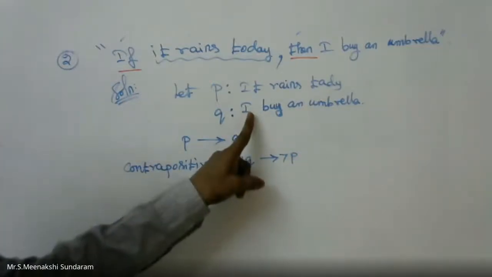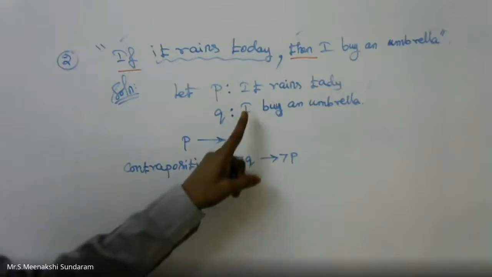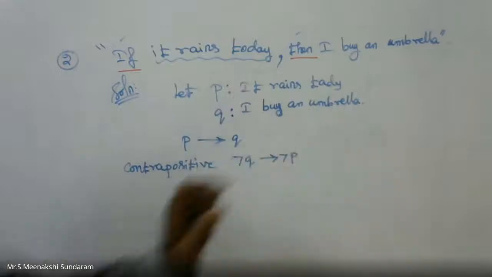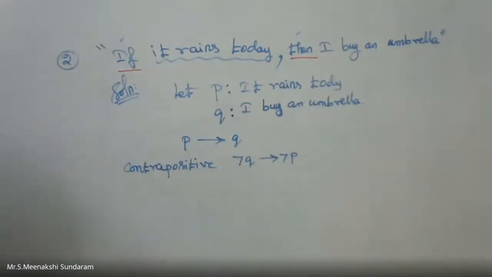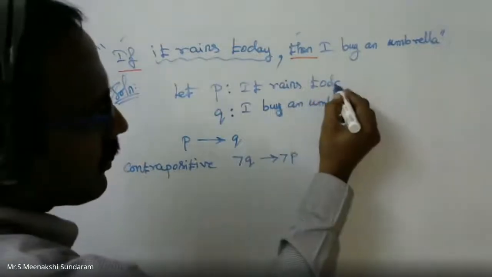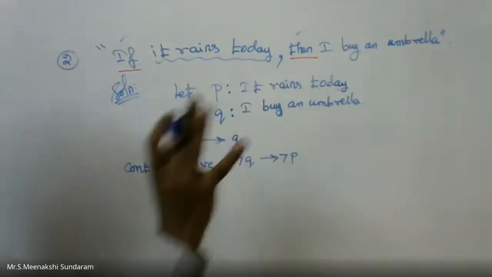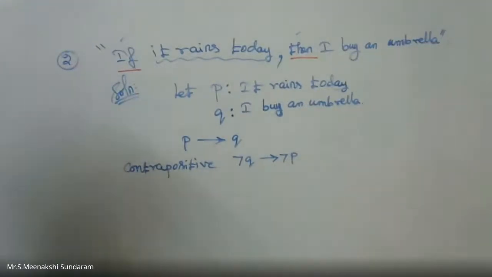Negation Q: if I do not buy an umbrella, then it does not rain today. So that is the English statement: if I do not buy an umbrella, then it does not rain today. That is negation Q tends to negation P.